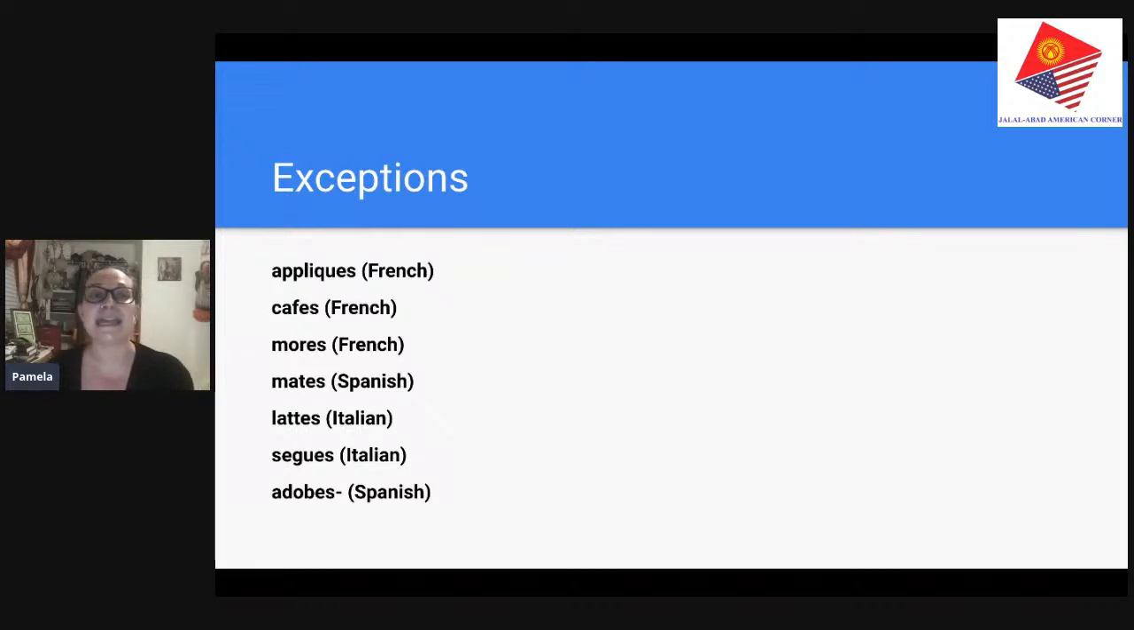Same with appliqué. That's also a French word. More, French. Mate, it's a drink. That's Spanish. Latte, segue, adobe. So that would be appliques, cafes, mores, mates, lattes, segues, and adobes. So these, again, are maybe a little more on the higher level. Your university students might find them in readings, and that's how to pronounce them. There are, of course, other exceptions out there.